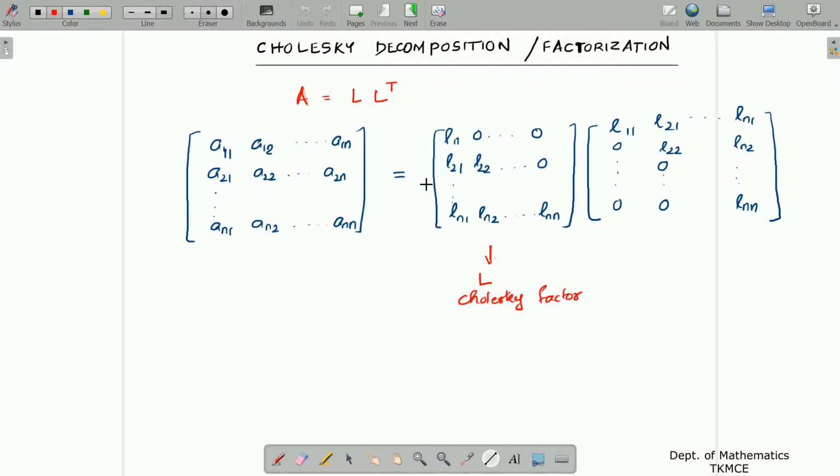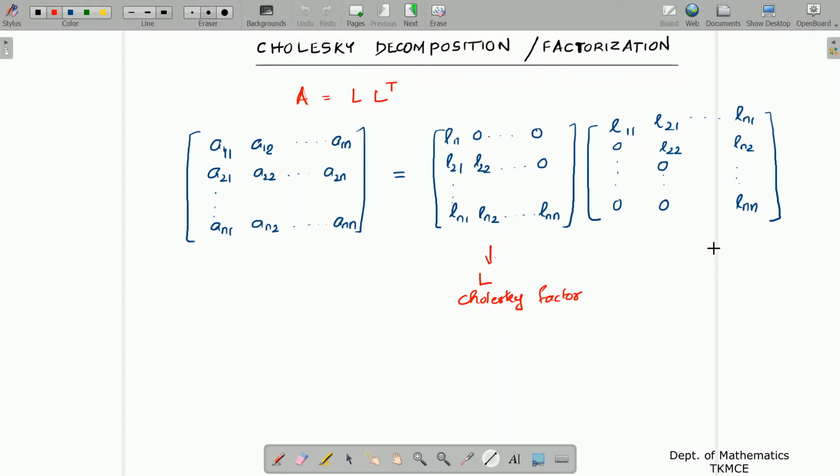Ann. That is equal to L11, 0, 0, 0, then L21, L22, 0, 0, etc., 0, Ln1, Ln2, etc., Lnn. This is a lower triangular matrix. That means above the main diagonal, all the entries are 0, and below this main diagonal, there are non-zero elements. There exist non-zero elements below the main diagonal, and all the elements above the main diagonal are zeros. So that is a lower triangular matrix.